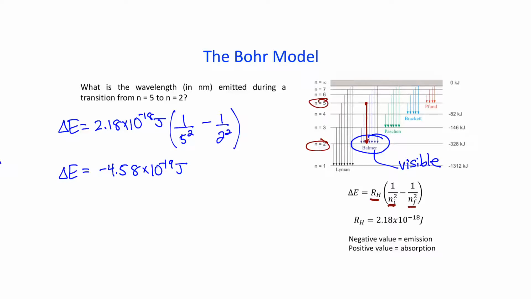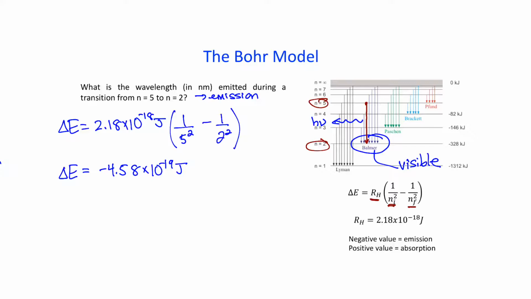Now, this is an emission process, right? We're going from a higher energy to a lower energy. So remember, that's an emission process. We're going to give off some light, and the energy of that light that we're giving off, we can calculate with that equation, and hopefully you come up with negative 4.58 times 10 to the minus 19 joules.